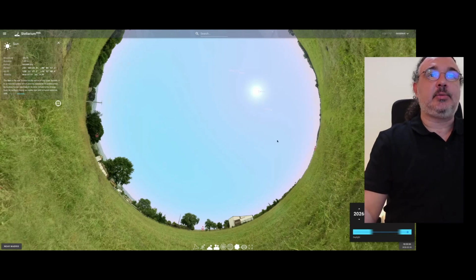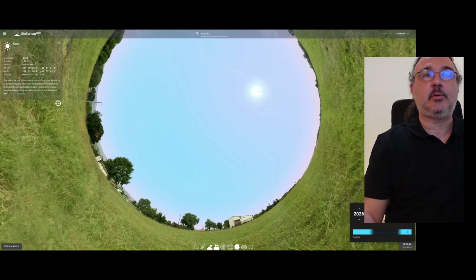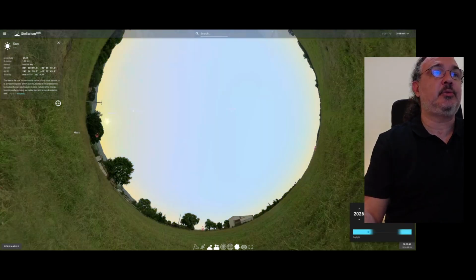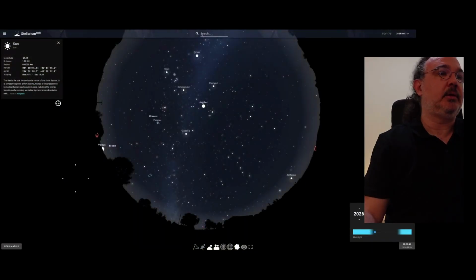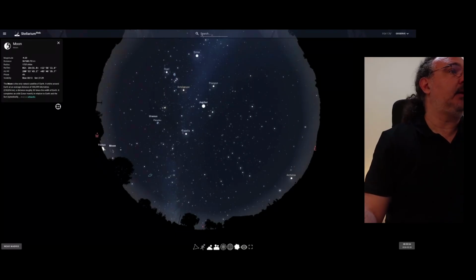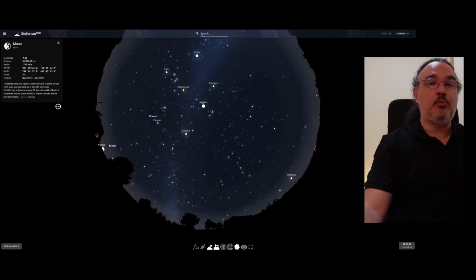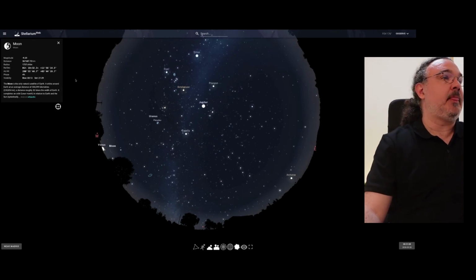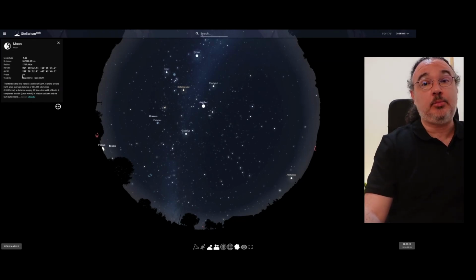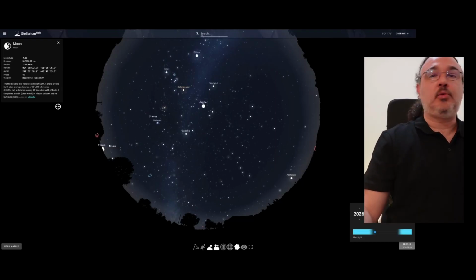So now we need to find out where the moon is. And the moon normally is up at night. So let's move to the night and look for the moon. And the moon is there, towards the west. And we see that it has 4%. So we are looking for the first full moon after the equinox. So 4% means that it's almost new moon, right? Let's go and look for the day of the full moon.